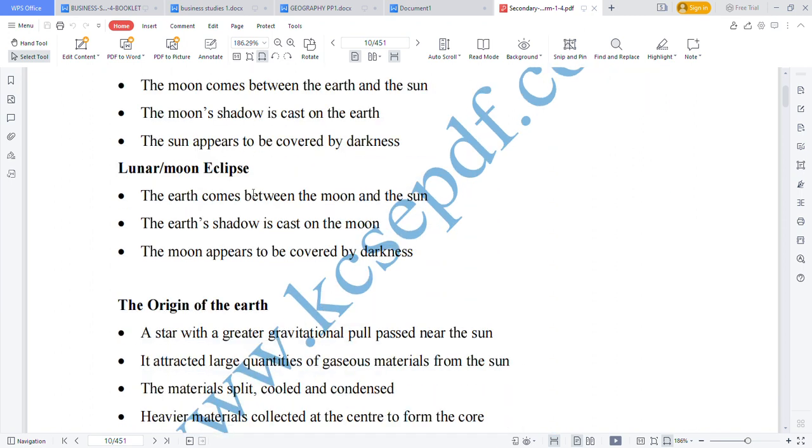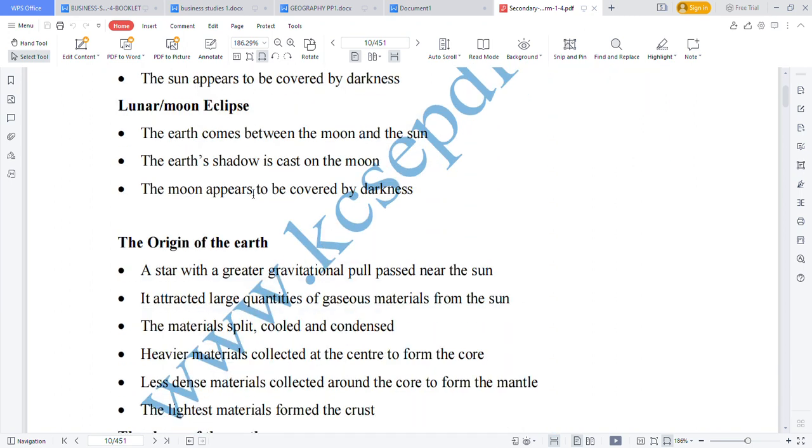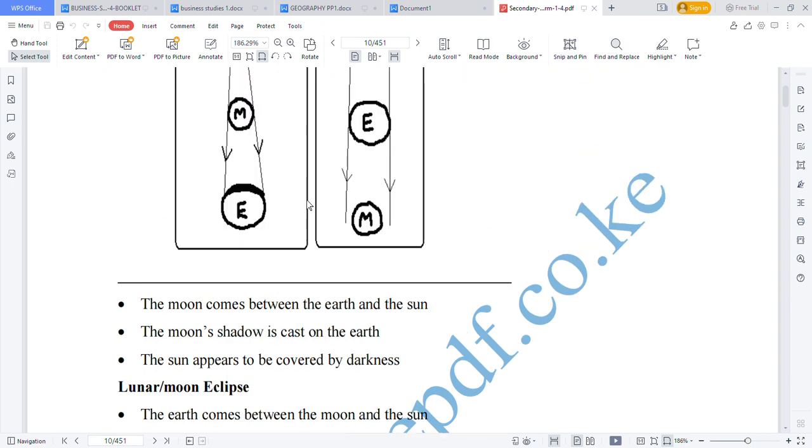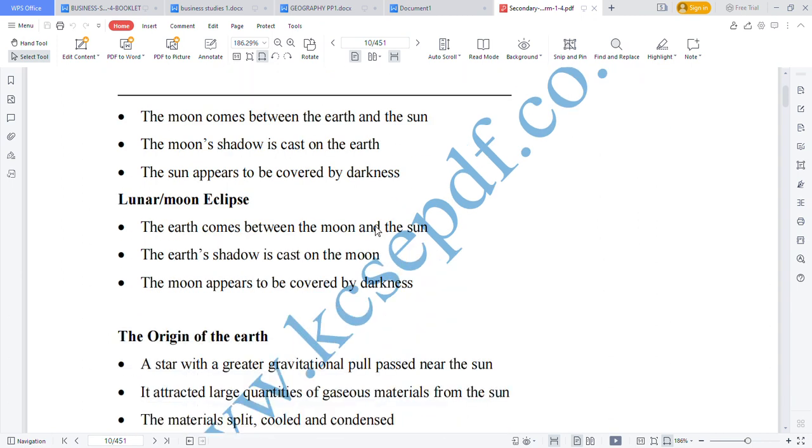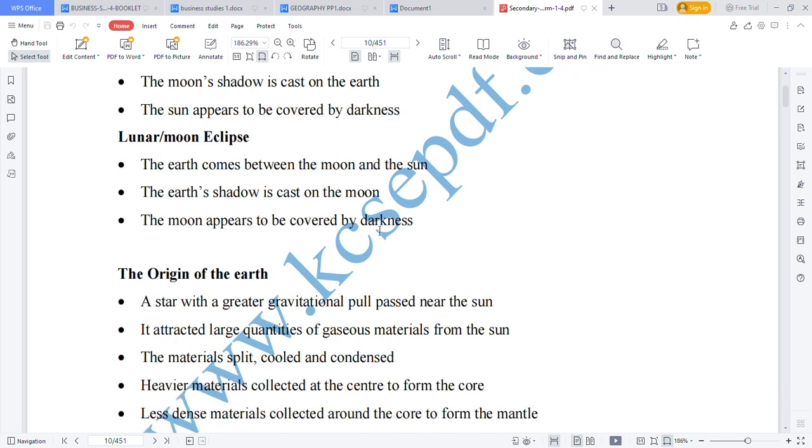Then you have the lunar eclipse or moon eclipse. The Earth comes between the Moon and the Sun. The Earth's shadow is cast on the Moon. Then the Moon appears to be covered by darkness.